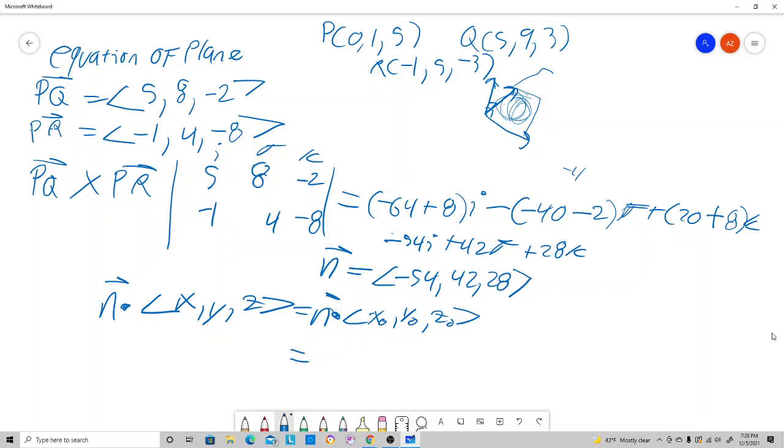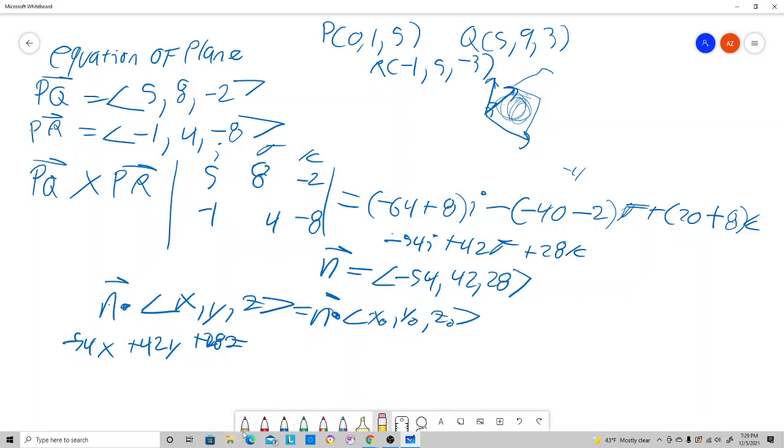Okay, so the reason why we dotted it, we want to make kind of like a scalar of it, because this equation is technically a scalar instead of a vector. So we have our n, right? So our n is this. All we do is dot it with it. So all we do with the dot product is multiply. So negative 54 times x is just negative 54x, then plus 42y plus 28z.